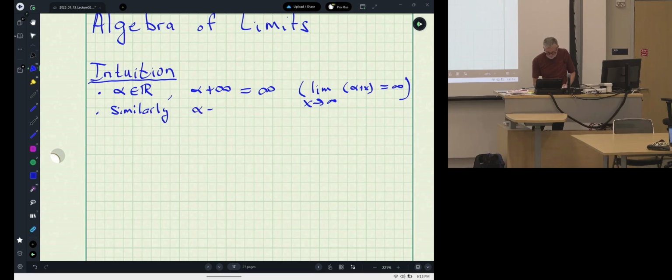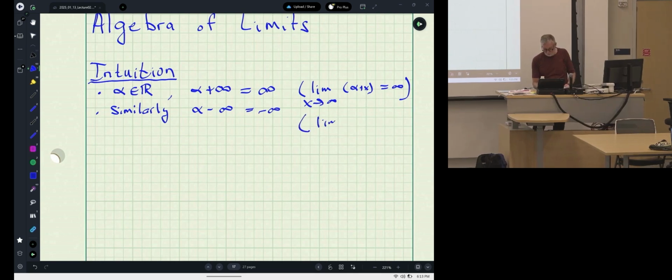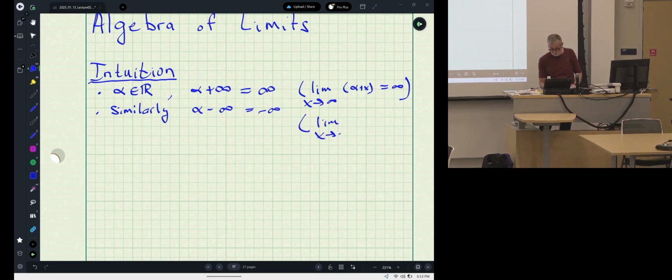Similarly, alpha is still a real number, and I subtract infinity, I get minus infinity. And it's the same thing. Limit as x goes to infinity of alpha minus x, because x is getting arbitrarily large in the negative direction. We know how to do that.